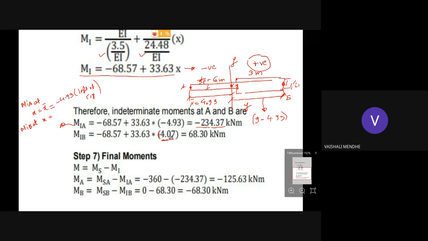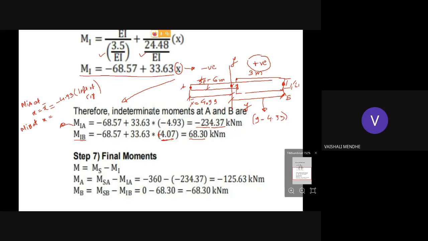So we'll put that value here in this equation. You will get the indeterminate moment at B. So we'll put the value of x here. So you'll get indeterminate moment is 68.30. Okay.